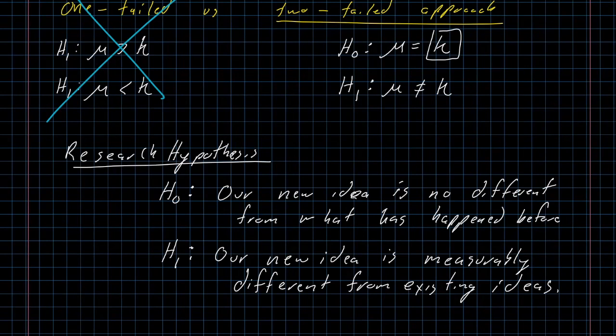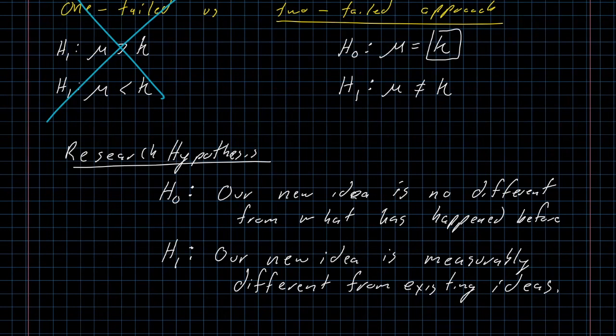Right. I've talked about this, but let's write it down. In most research situations, in the language of a hypothesis test, the null hypothesis says that our new idea is no different from whatever is happening before. So if you're looking at a medical test, taking this new drug does not heal, or has the patient recover at the same rate as patients recovered with the existing medications. The alternative hypothesis says that our new idea is measurably different from whatever exists.